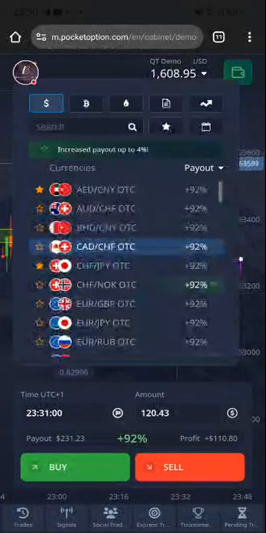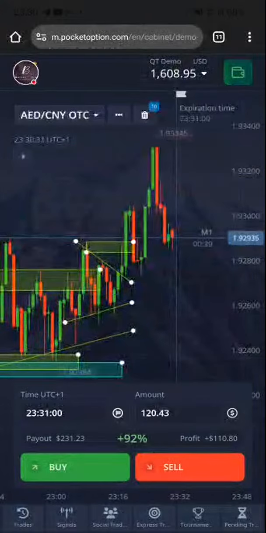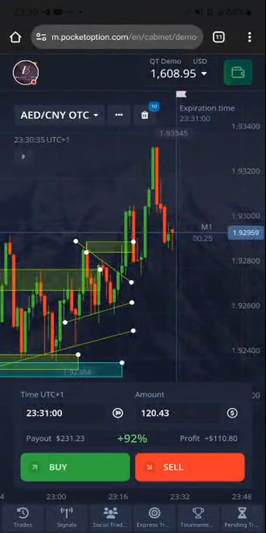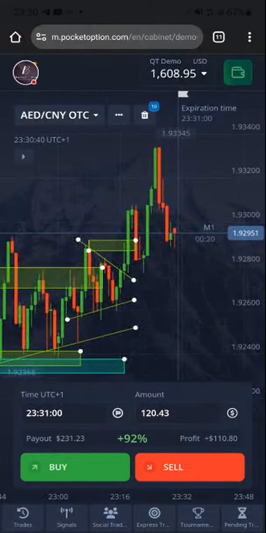So let me mark this as a favorite. You'll be shocked that this strategy works in M15. If you have the time to wait for a 15 minutes trade, why not? The higher the time frame, the better, though.